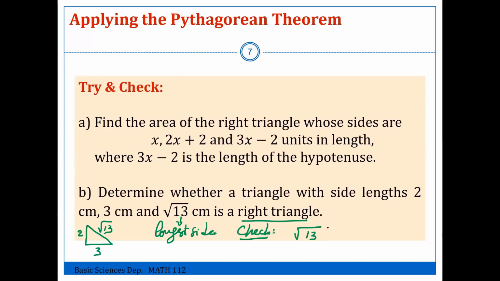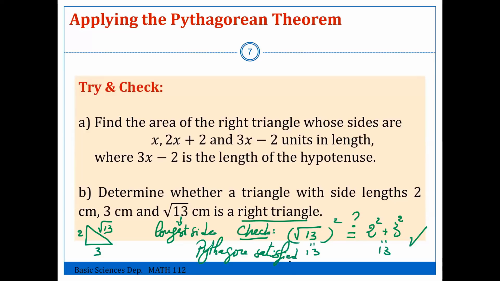Do we have square root of 13 squared? Is it equal, we don't know yet. Is it equal to 2 squared plus 3 squared? What do you think? This is 13 and this is 13. Here yes, so Pythagoras is satisfied. What does it mean? That yes, this triangle is a right triangle.